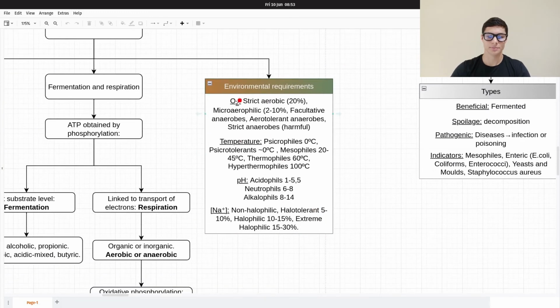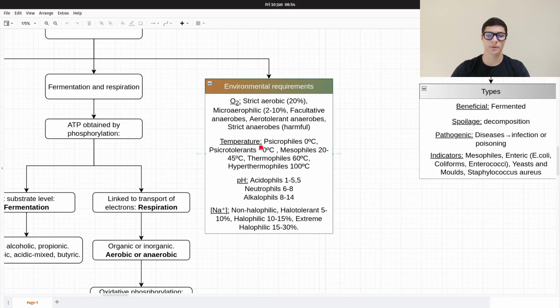We have oxygen. Some bacteria are strict aerobes. That means that they need 20% of oxygen in the air. Then there are the microaerophilic, which only need from 2 to 10%. And then the facultative anaerobes or facultative aerobes that can live either with or without the oxygen. Then the aerotolerant anaerobes, that are mainly anaerobes but can tolerate some oxygen. And then the strict anaerobes, for which oxygen is actually harmful.